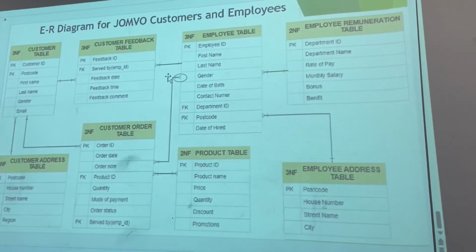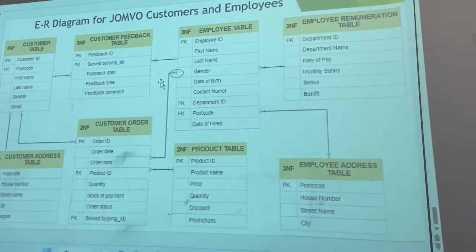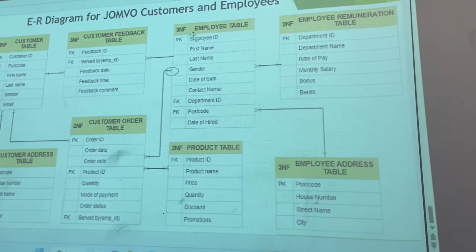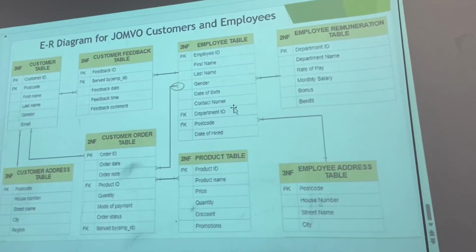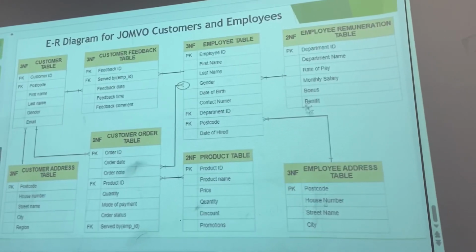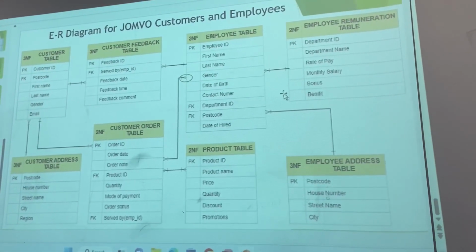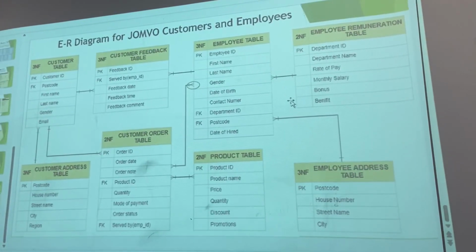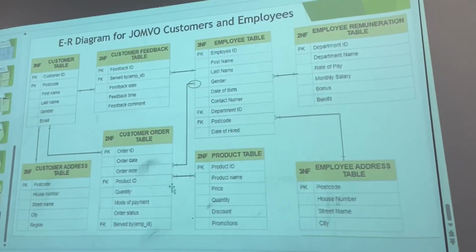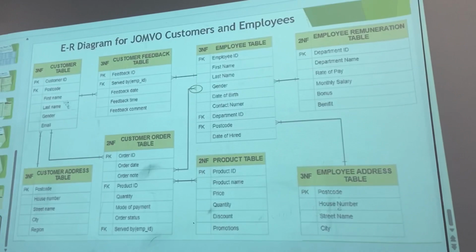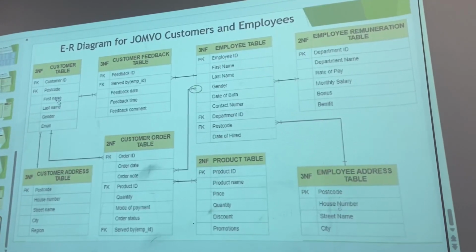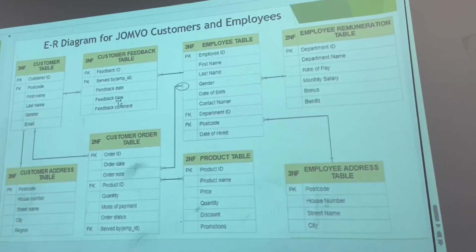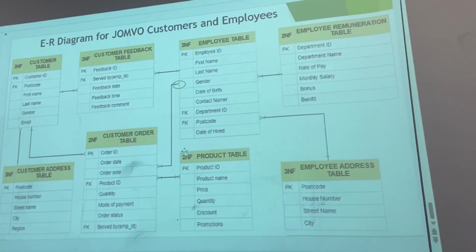Attributes are characteristics of an entity. For example, in the employee entity, we have specific attributes such as employee ID, first name, last name, and date of hire. Identifiers are special attributes that we use to identify a specific instance of an entity. For that, we use the concept of foreign key and primary key. Here you can see the employee ID, the customer ID in the customer entity, and the product ID in the product entity.